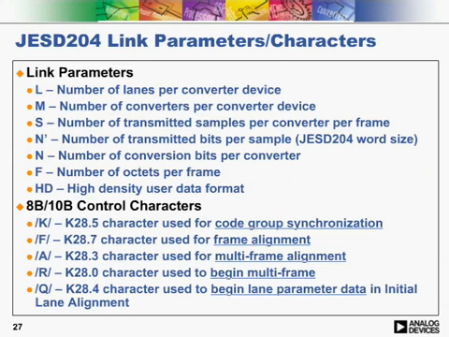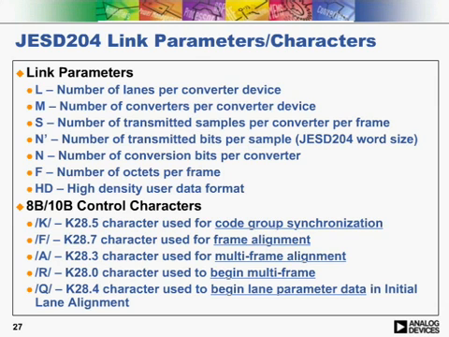Now let's take a look at the link parameters and control characters of the JESD204 standard. L signifies the number of lanes per converter device. M is the number of converters per converter device. S is the number of transmitted samples per converter per frame. N prime is the number of transmitted bits per sample, which is the JESD204 word size. N is the number of conversion bits per converter.